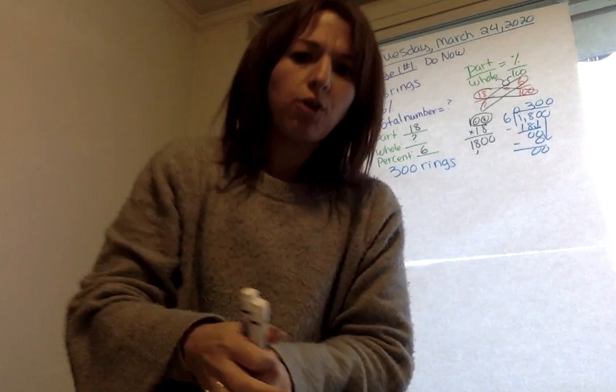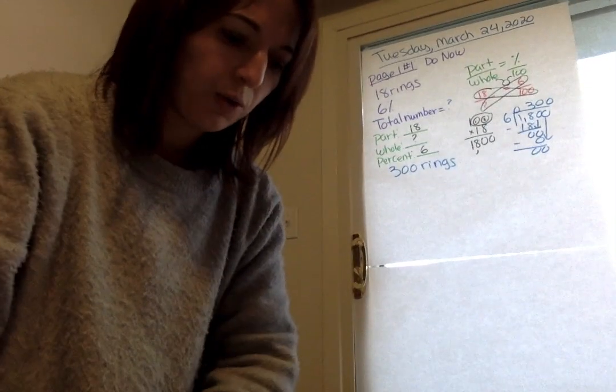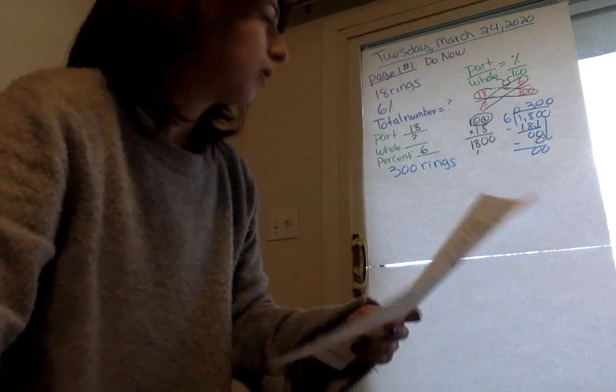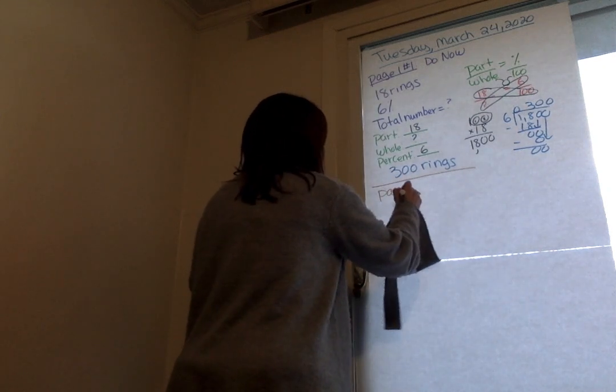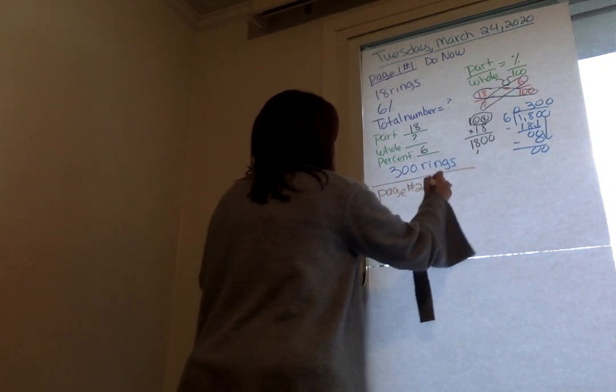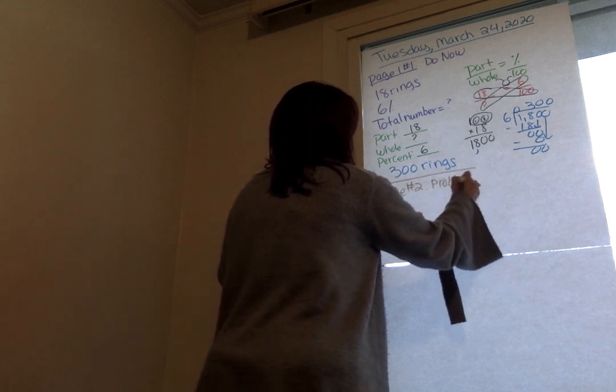Now, we're going to flip over to page 2. If we flip over this page to page 2, there's a question with unit rate. So I'm going to model how you're going to do that problem, and then we're going to keep going on. So I'm going to put a line over here. We're going to do page number 2, problem number 2.